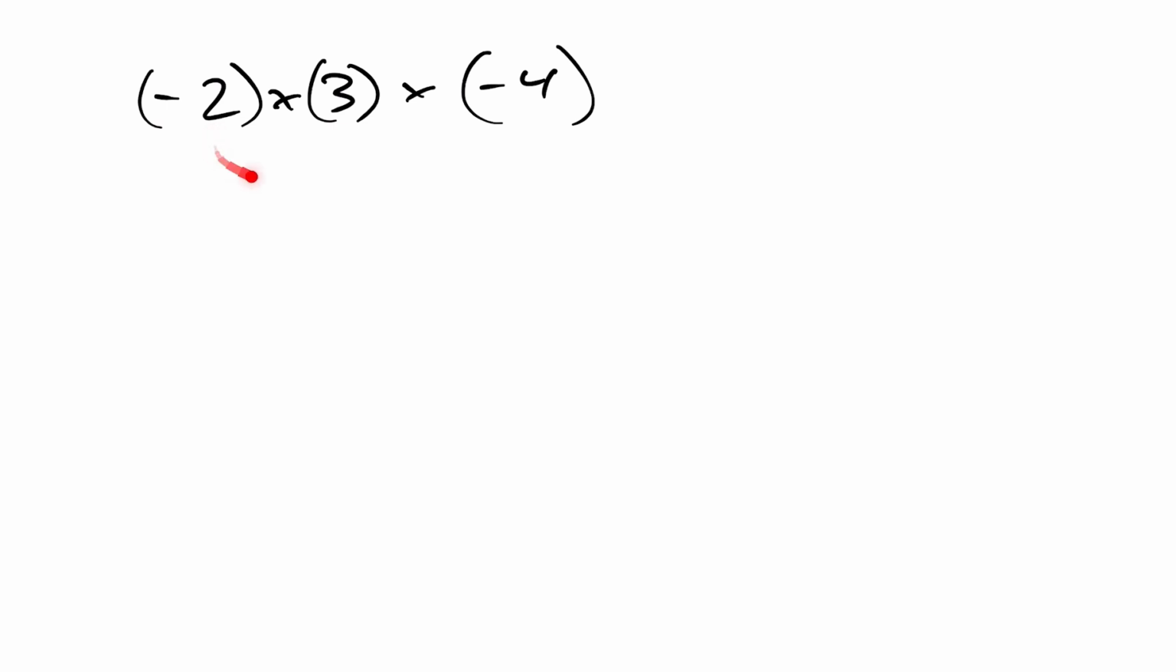So we have negative 2 times 3. So earlier we said that when the 2 signs are different, the answer is going to be negative. So negative 2 times 3 is going to give us a negative answer of negative 6. Now, we have negative 6 times the remaining negative 4. Now earlier we also said that when the 2 signs are the same, we get a positive answer. So negative 6 times negative 4 is going to give us a positive answer of essentially 6 times 4, which is 24. So negative 6 times negative 4 is equal to 24.